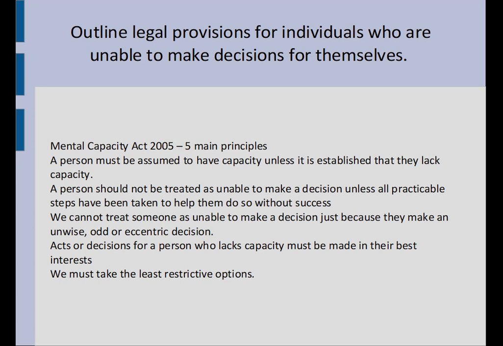That's number 1. After that, a person should not be treated as unable to make decisions unless all practicable steps have been taken to help them do so without success. So that means that we have to try to explain all the factors to the person and give them the best chance to make an informed decision as we can. It means that we have to try and explain it in their own language or their own communication method.